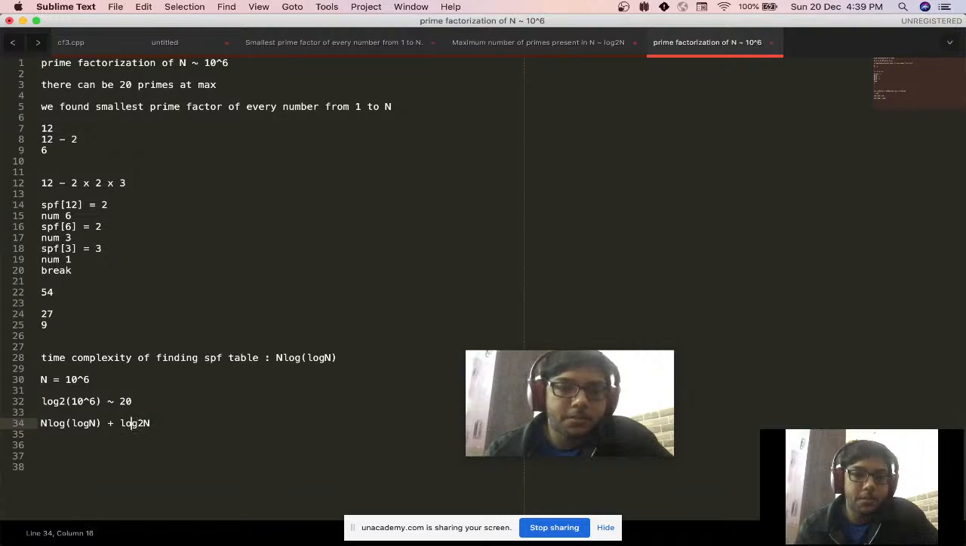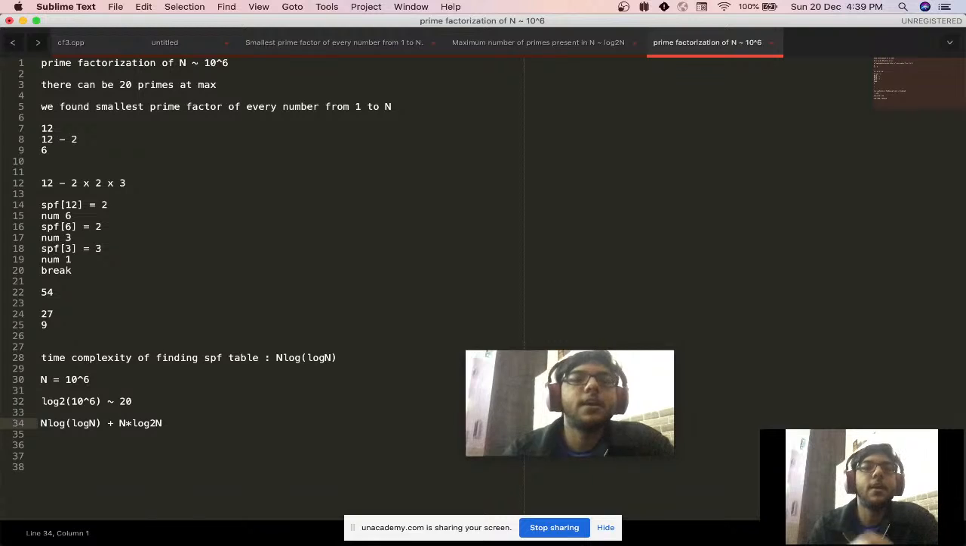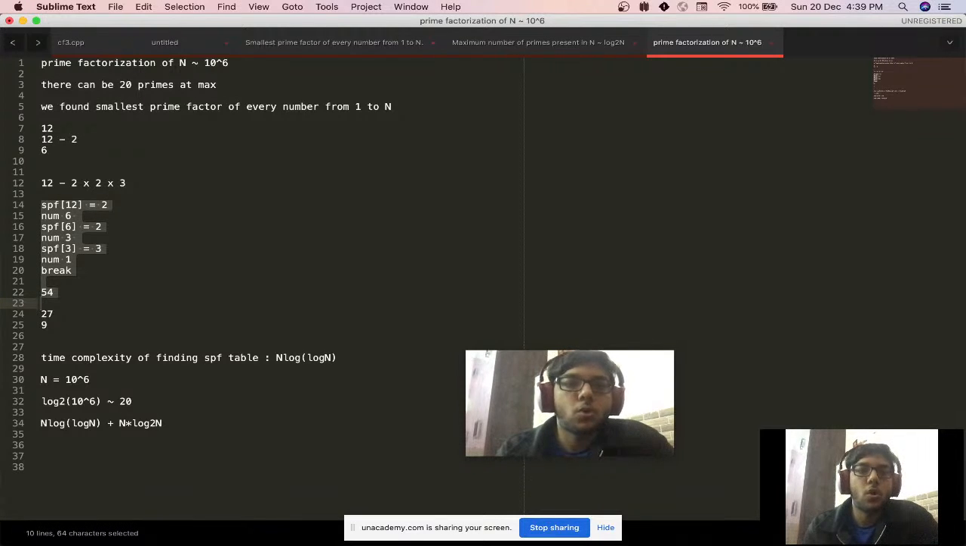Since there are n numbers, I'm simply going to multiply it by n log n. This is a solution where I iterate over all numbers and run this thing that I did. For 12 I do this, for 13 I do this, for 15 I do this, and so on. For every number I do this, and any number is going to be finished in 20 operations only, log n operations only. So we would need one n log n extra after the pre-processing of the smallest prime factor table.